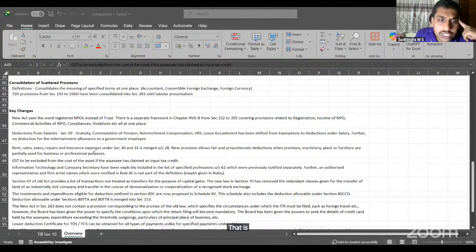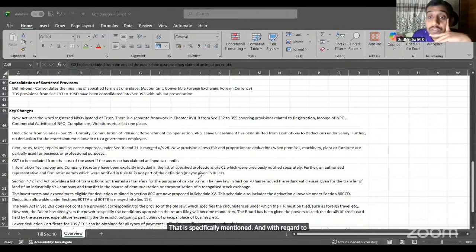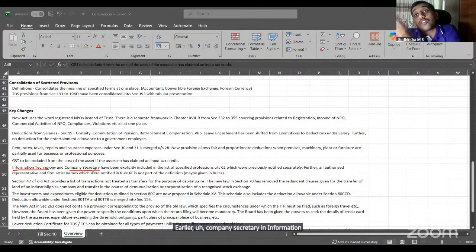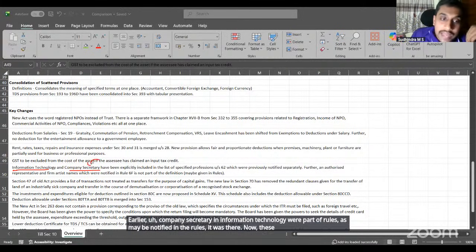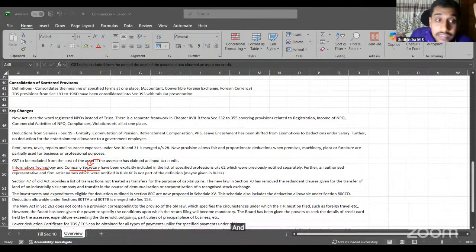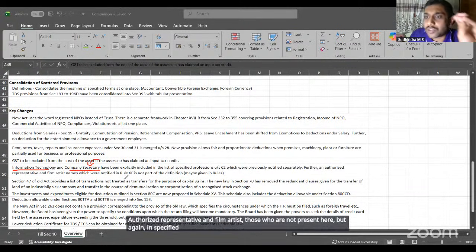That is specifically mentioned. And with regard to specified profession, earlier company secretary and information technology were part of rules as may be notified. In the rules it was there. Now these two have been included in the Act itself. And earlier in the Act, there were authorized representative and film artist. Those two are not present here. But again, in the specified profession definition, it still ends with as may be prescribed.